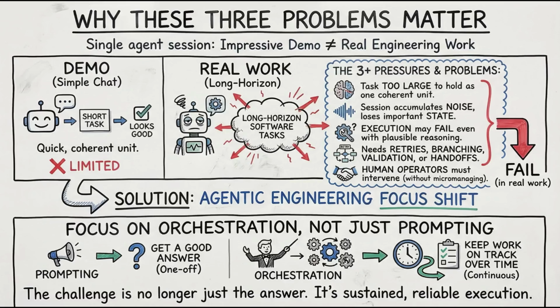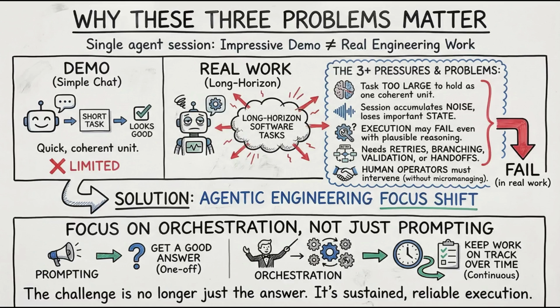An agent's reasoning might sound perfectly logical, but when it actually tries to run the code or deploy the fix, it fails. Real engineering work is messy. It requires retries, branching out to test new ideas, validating results, and sometimes handing off tasks to other specialized tools. And when things truly get stuck, human operators need a seamless way to step in and guide the process without having to micromanage every single keystroke.